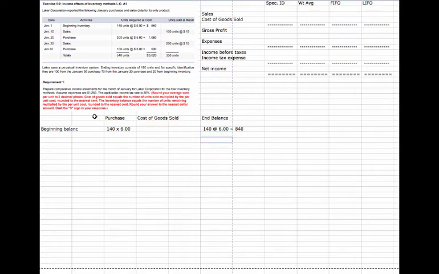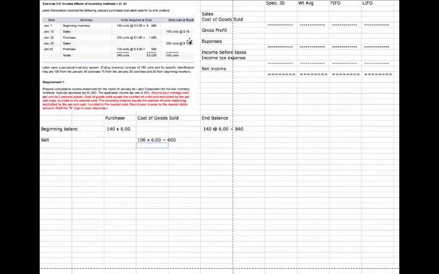Okay, so now the next thing we do is we sell 100 units. And at this point, where we have 140 units at $6, our average cost is $6. Nothing's changed, so it's at $6. So therefore, my cost of goods sold is $600. So what we did is we sold 100 units times our average cost of $6 to give us $600.